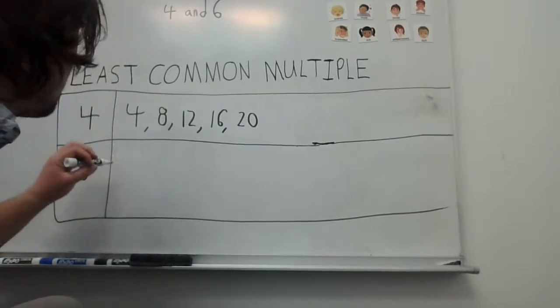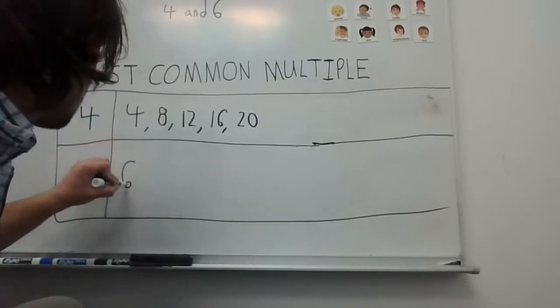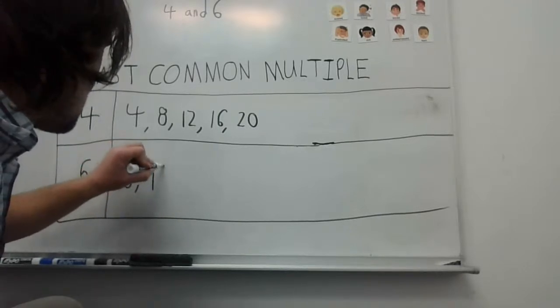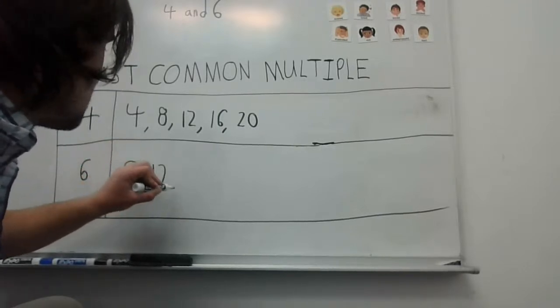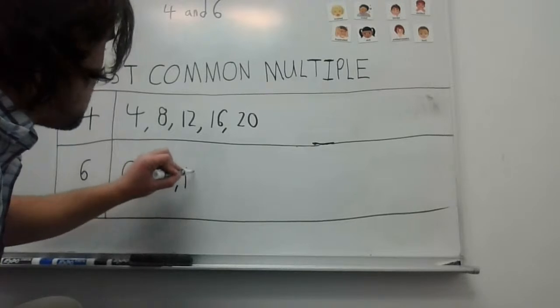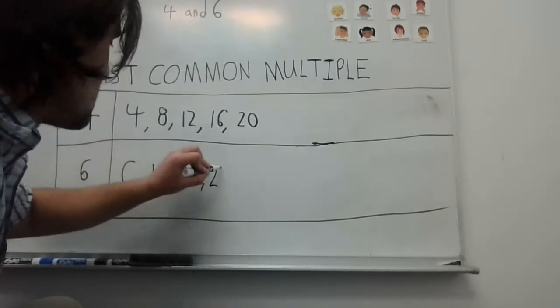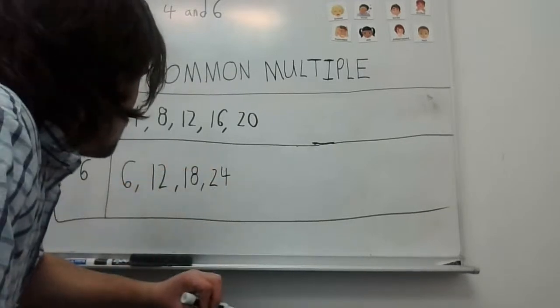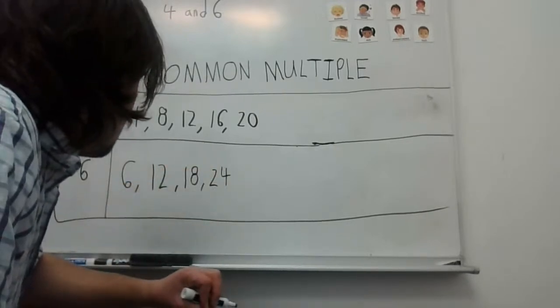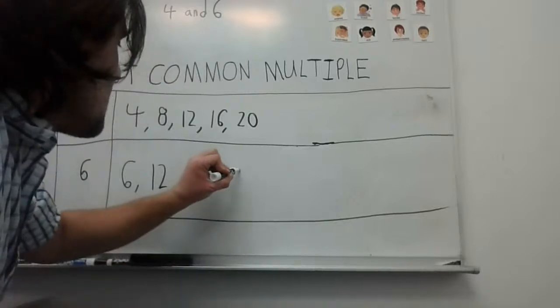All right, so now I'm going to do the first 5 multiples of 6. 6, 12, 18, 24, and 30.